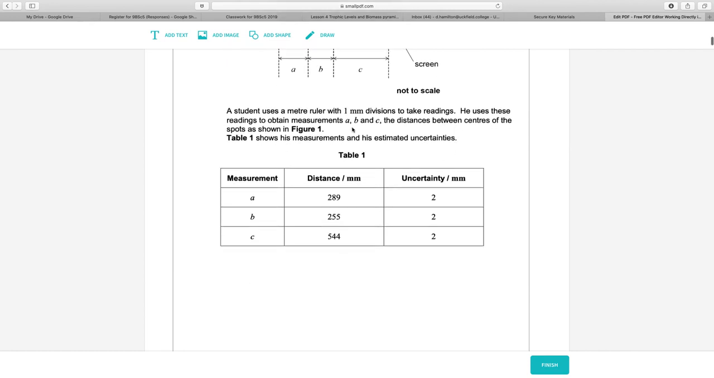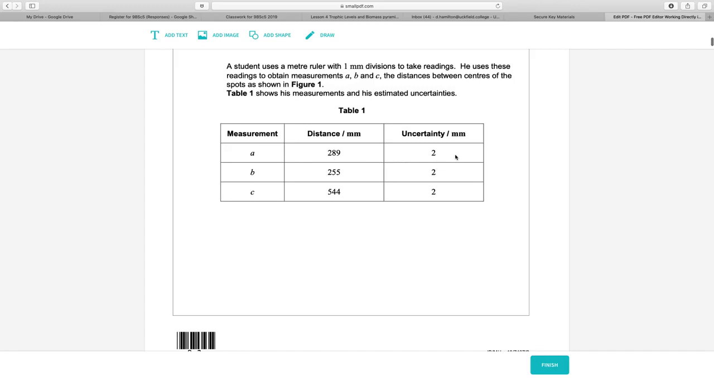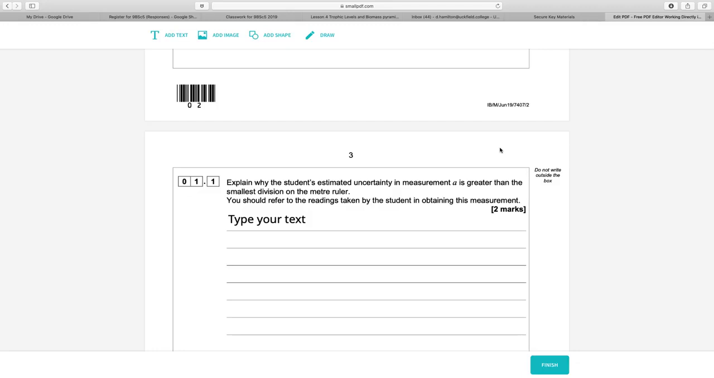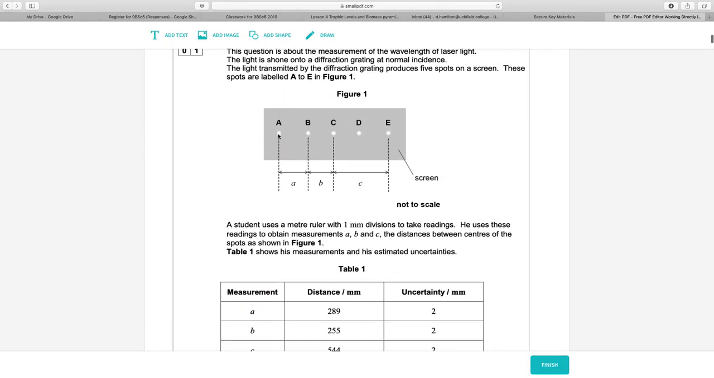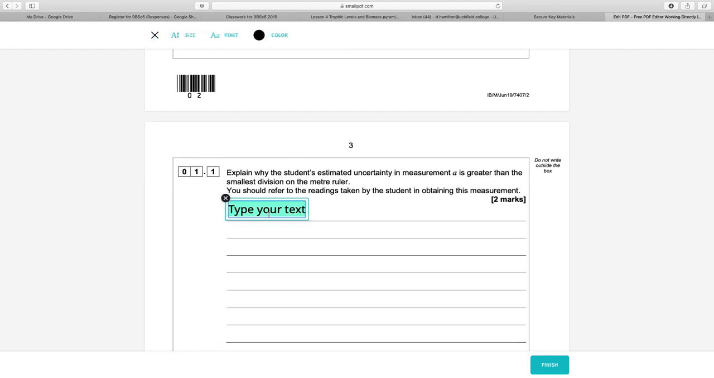You have a meter ruler with 1 millimeter divisions taking these measurements, and you get these three measurements, and the uncertainty that the student has allocated is 2 mm. Explain why the student's estimated uncertainty in measurement A is greater than the smallest division on the meter ruler. Well, of course, what you're doing is taking a reading here and taking a reading here. In each of those two readings, you have an uncertainty down to the resolution of your meter ruler. And so it will be greater than twice, indeed, the absolute uncertainty in each reading.